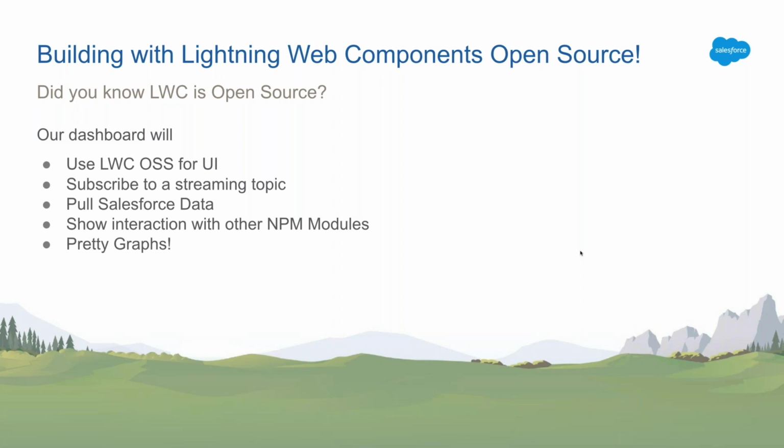We're going to show some pretty graphs. So whenever an event happens, you're going to see something react in our dashboard, nice, pretty graphs. And we're going to show how we can interact with other things in the JavaScript development environment. So we're going to be dealing with some NPM modules. We'll be pulling in one for Chart.js and one for the Salesforce Lightning Design System. And so that's kind of what we're going to be working on today.